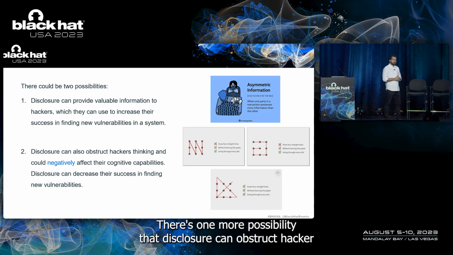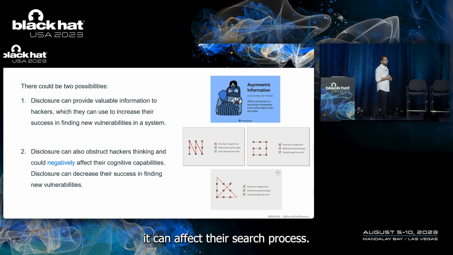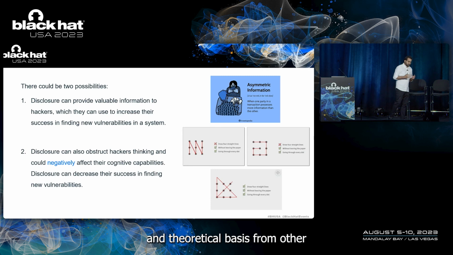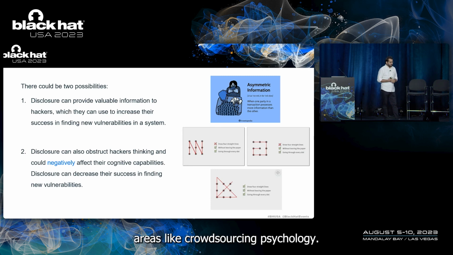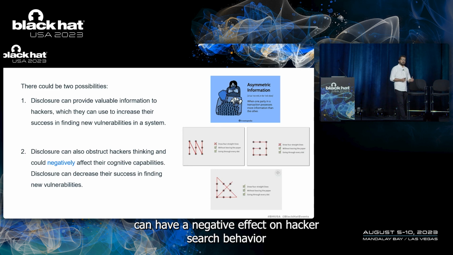There's one more possibility, that disclosure can obstruct hackers' thinking. It can actually negatively impact hackers' behavior or thinking. It can affect their search process. And this is what I am finding from the data and from theoretical basis in other areas like crowdsourcing and psychology. What I'm trying to build here is that disclosure can have a negative effect on hackers' search behavior.